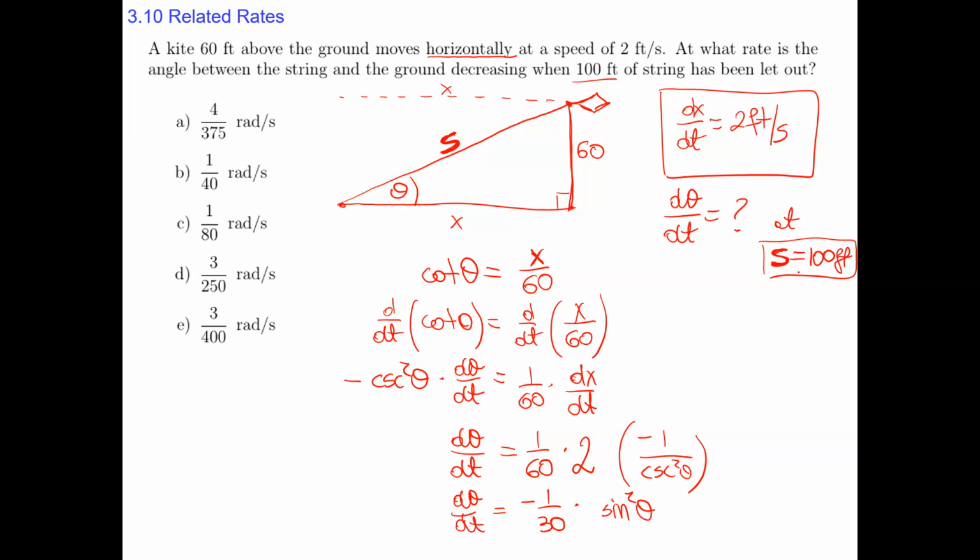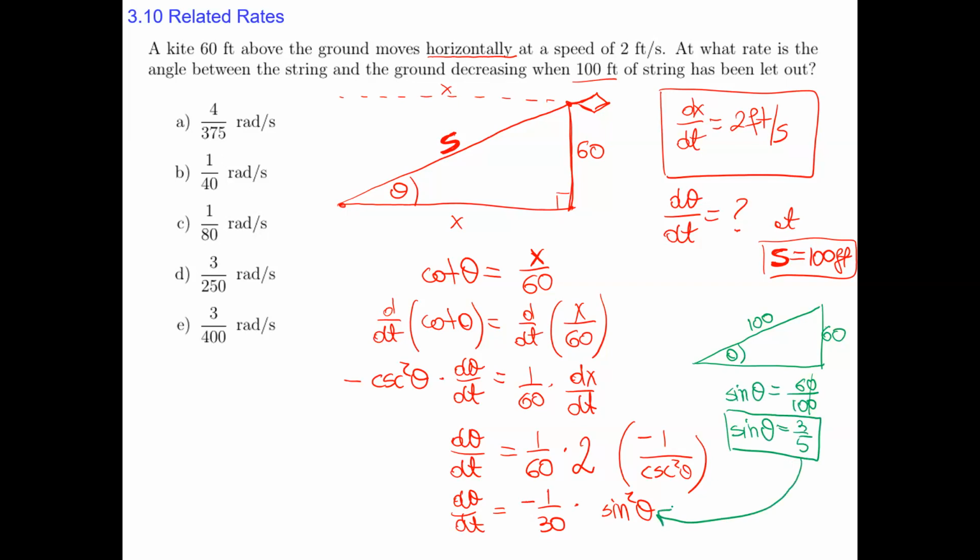We still need theta, or we need sine. But we have to use that 100. Maybe I can draw this situation. If that string is 100, this is still 60, we can see we are a little bit lucky. Sine theta is 60 over 100, and this is exactly the situation at the moment when the string is let out by 100. We don't even have to calculate the angle. We can just cancel out 3 over 5 and substitute sine theta. That's it. Let's see if we can get the final answer.